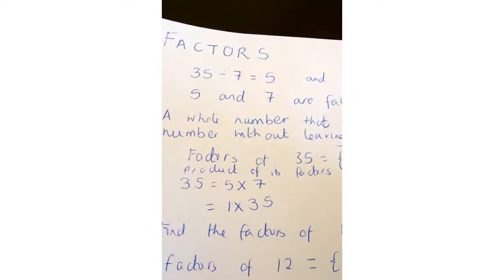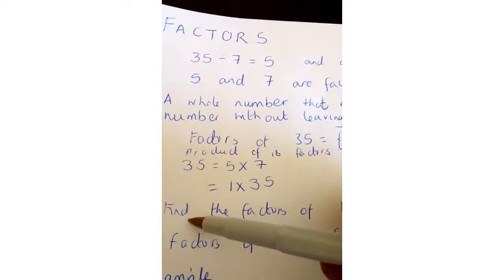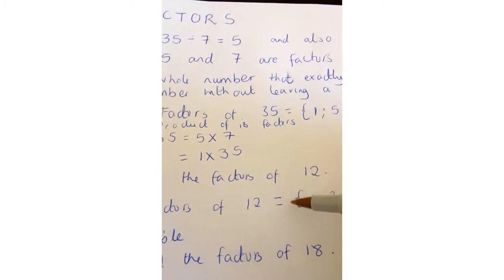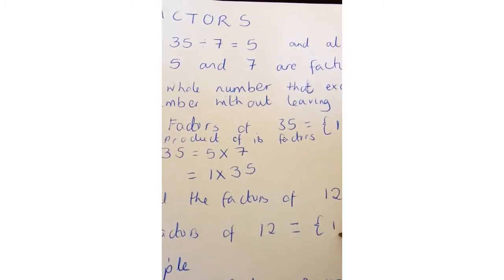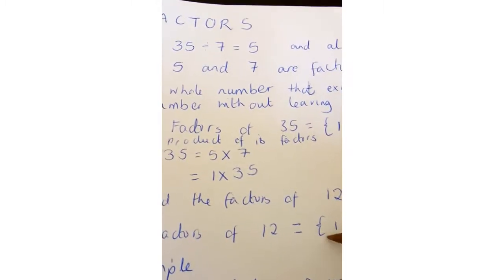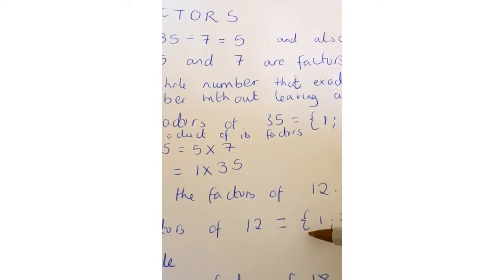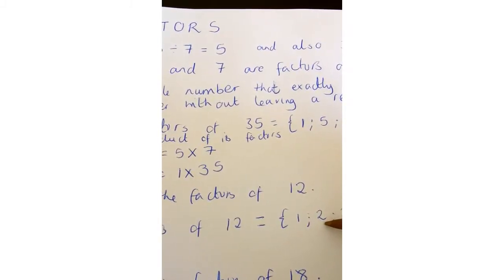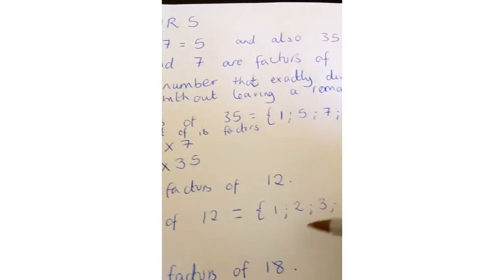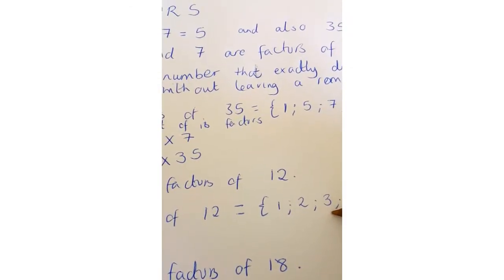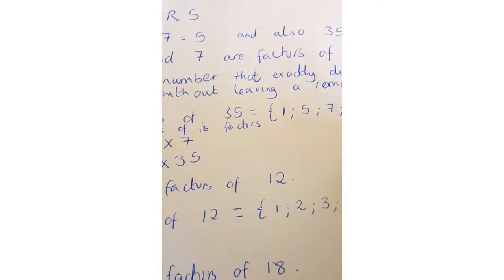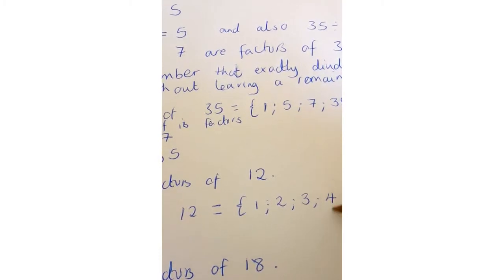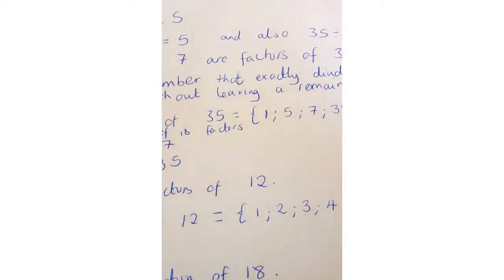So let's work out another example. Find the factors of 12. The factors of 12 are, first, 1, since if you divide 1 into 12, your answer is 12. 2 is also a factor of 12. 2 into 12, your answer is 6. There's no remainder. 3 is also a factor of 12. 3 into 12, your answer is 4. There is no remainder. 4 is also a factor of 12. 4 into 12, the answer is 3.